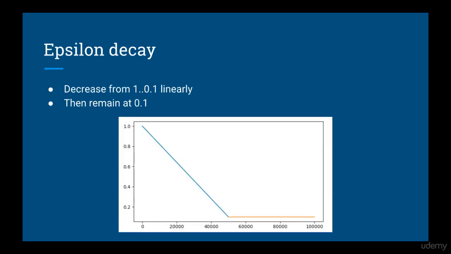Next is a minor detail, but worth at least mentioning. In the original Deep Q-Learning paper, they updated epsilon linearly starting from 1 down to 0.1 over some number of steps. After that, they kept epsilon at 0.1. So we'll also take this approach.